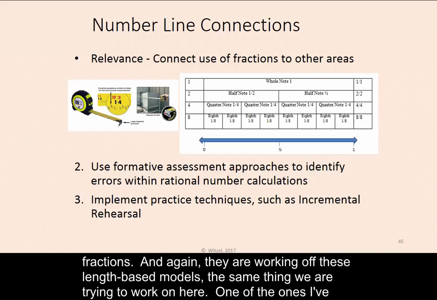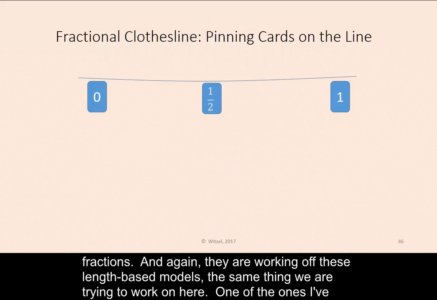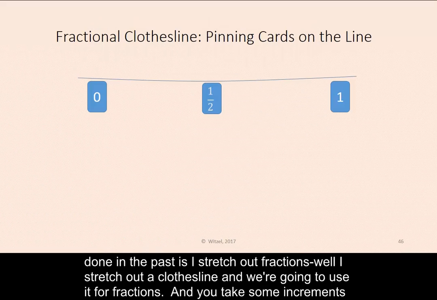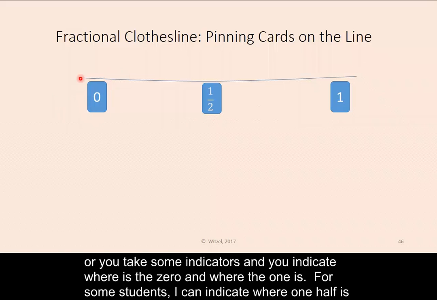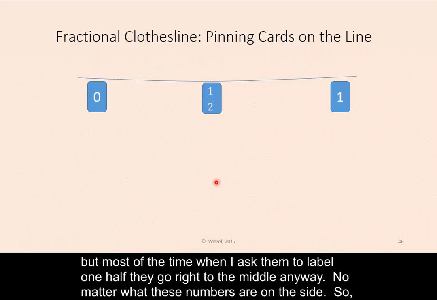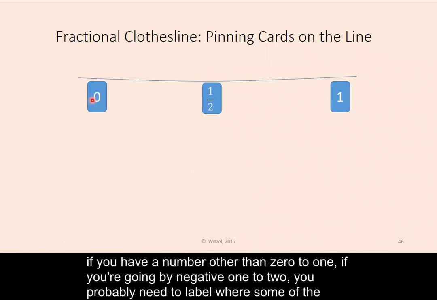One of the ones I've done in the past is I stretch out a clothesline and we're going to use it for fractions. And you take some increments or you take some indicators and you indicate where the 0 and the 1 is. For some students, I can indicate where 1/2 is, but most of the time when I ask them to label 1/2, they go right to the middle anyway, no matter what these numbers are at the side. So if you have a number other than 0 to 1, if you're going like -1 to 2, you probably need to label where some of the increments are.